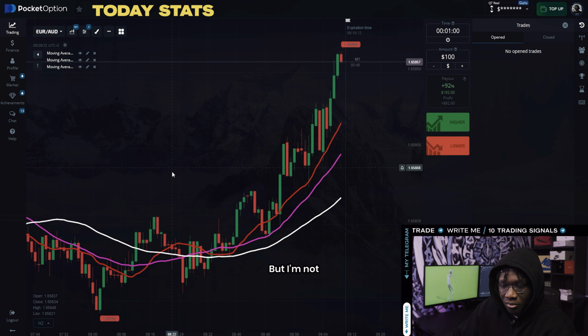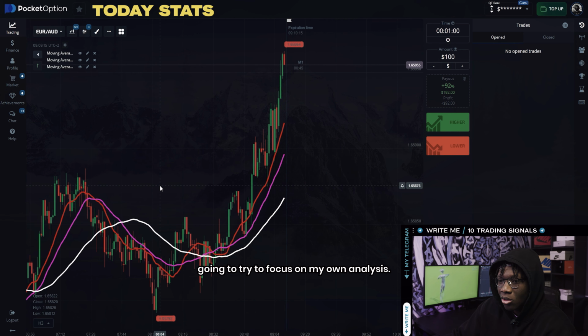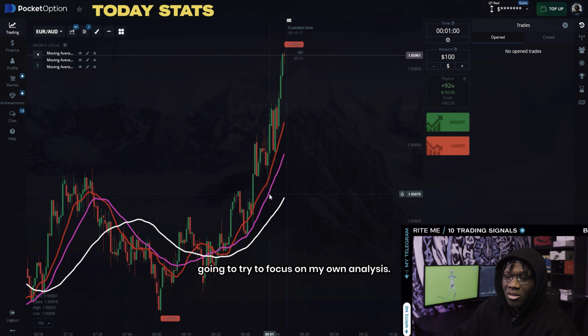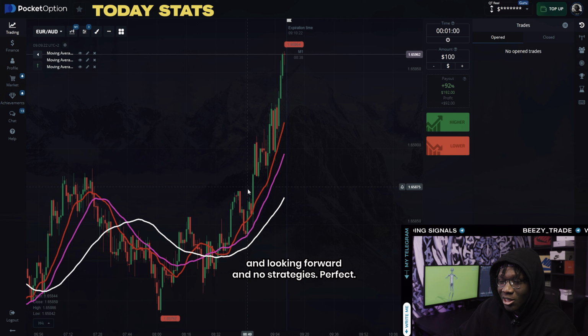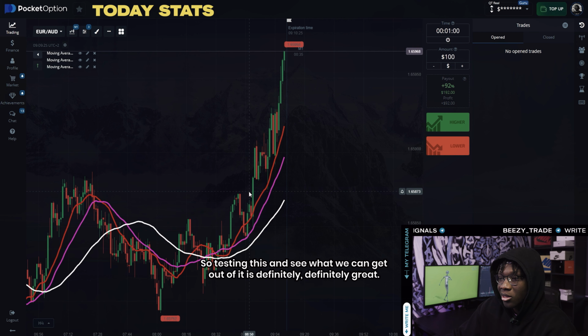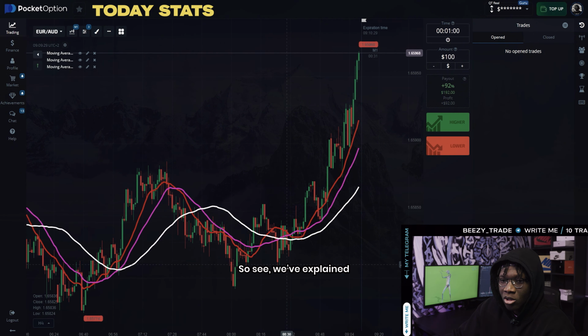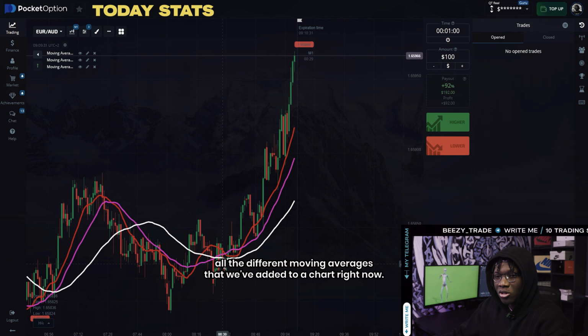But I'm not going to try to focus on my own analysis. Pretty much what I'm going to focus on is just using this strategy and looking forward to enter. No strategy is perfect, so testing this and seeing what we can get out of it is definitely great. So we've explained all the different moving averages that we've added to the chart right now.